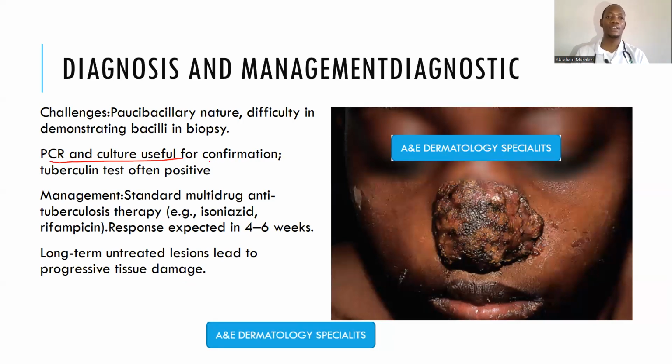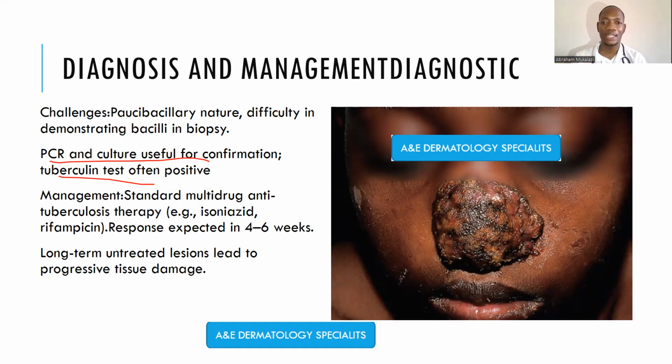PCR and culture are very useful in confirming the diagnosis, as well as the tuberculin test. If the tuberculin test is positive, it gives you the idea. Then you can go and do a chest X-ray. If someone also has features on the chest X-ray, then you can come to the skin, take off a biopsy, and request for H&E as well as PAS staining. If where you are it is possible, you can also do the Ziehl-Neelsen staining, the modified Ziehl-Neelsen, the acid fast staining, and then you can be able to pick some bacteria from that tissue.